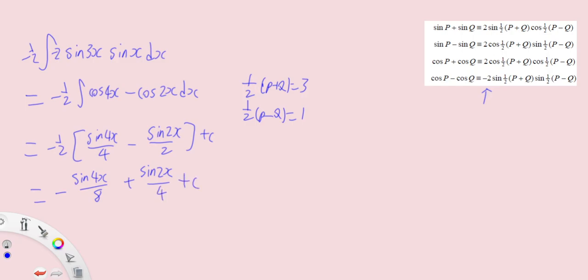Okay, so again, in summary, every time you have the product of sine or cosine times another sine or cosine, this would be the formula to follow. And then most importantly, do not forget about the 2.